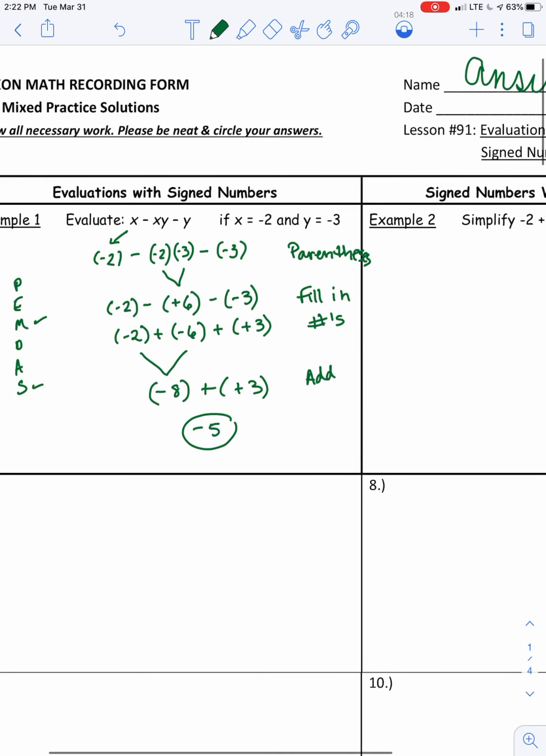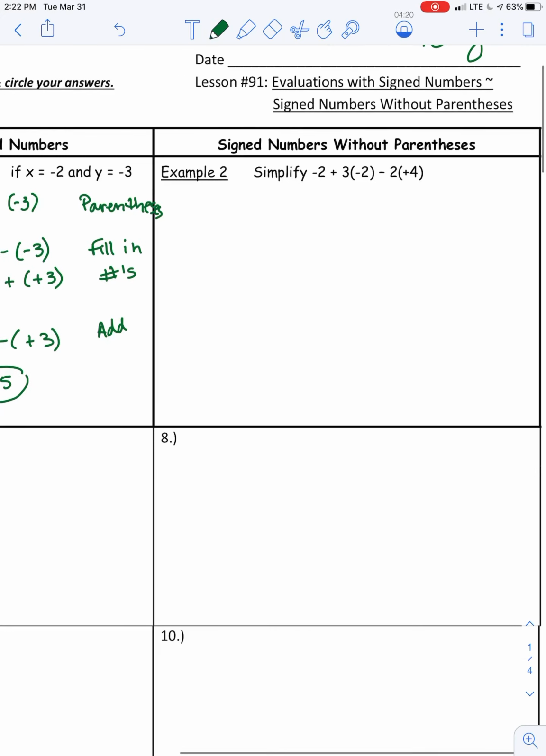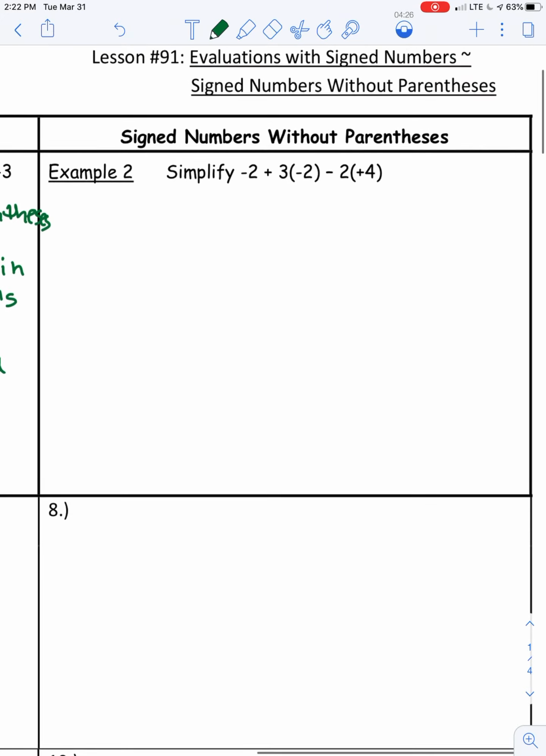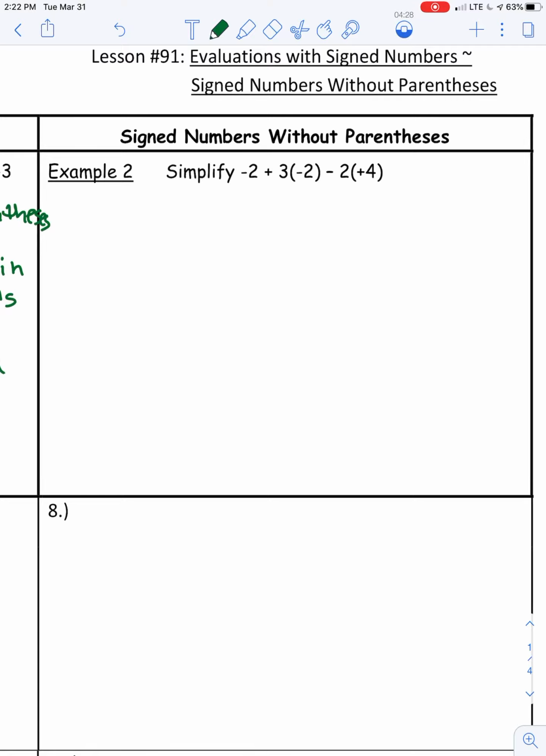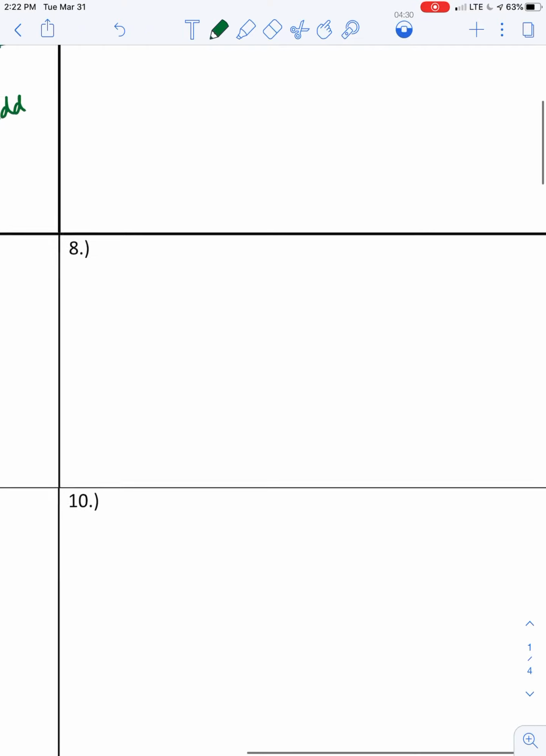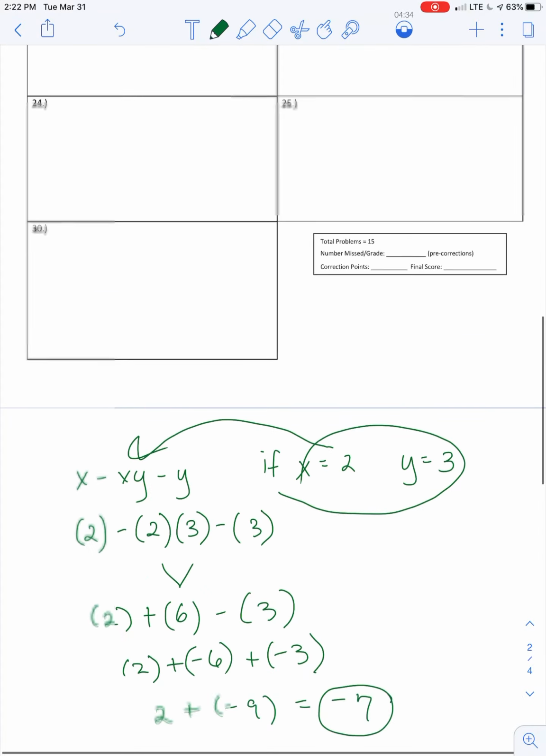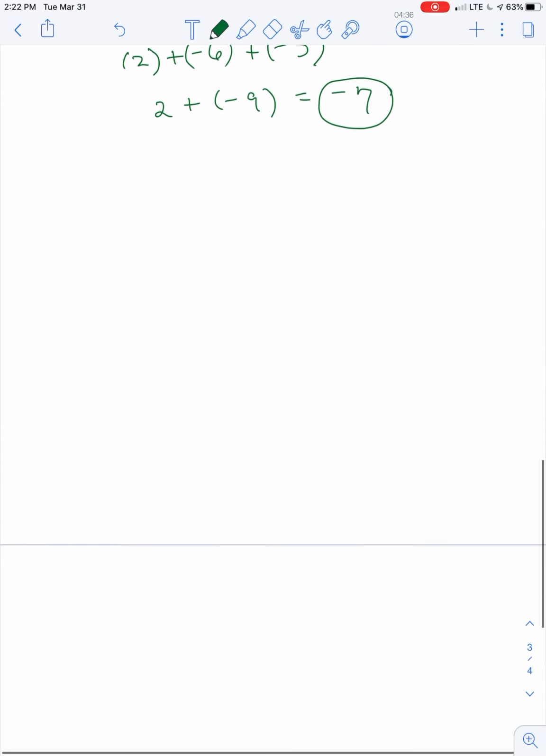Okay, so those are the three things that we did there. Now, sometimes signed numbers are written without parentheses. In example 2, you're going to see some parentheses there, but I'm going to go down to the bottom and do an example on the whiteboard first before we move to that. So let's go ahead and get this out of the way. Okay, so let's look at this one together before we build in our notes. This is just for me to show you and talk through.